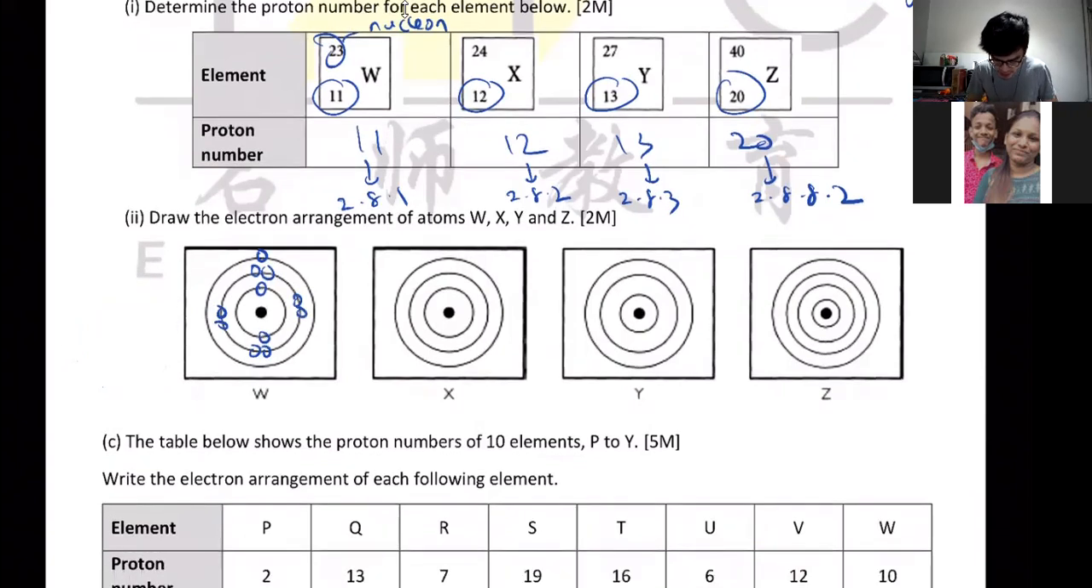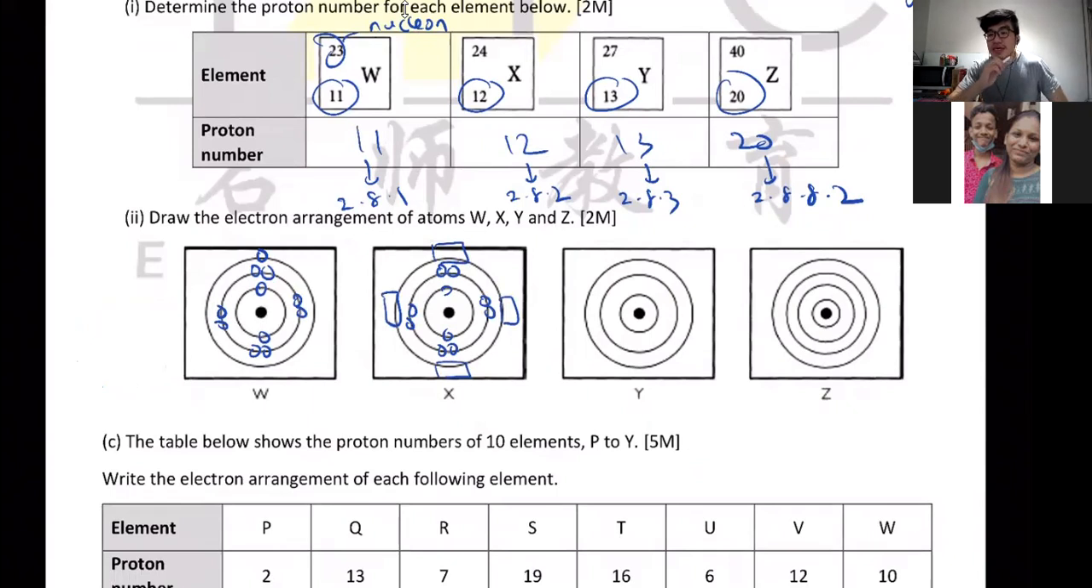Okay, the next one, 2, 8, 2. Why is it like this? You might say, hey, sir, why? I thought you said pair. Okay, here's the thing. Let me talk about the shell. It has 4 rooms. Each room can put 2 electrons.